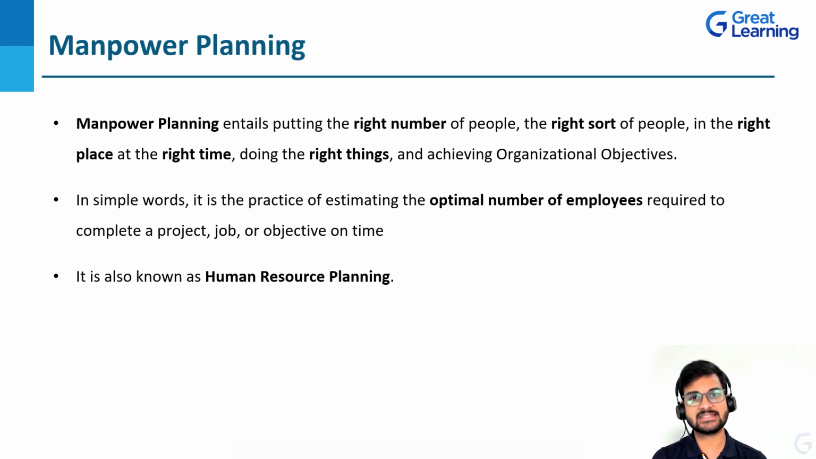As you can see on the screen, manpower planning entails putting the right number of people, the right sort of people. When I say the right sort of people, that means people with the right competencies for the particular job. They have the right knowledge, the right skills, and the right abilities to perform the task that is given to them. They're in the right place at the right time, doing the right things and achieving organizational objectives.